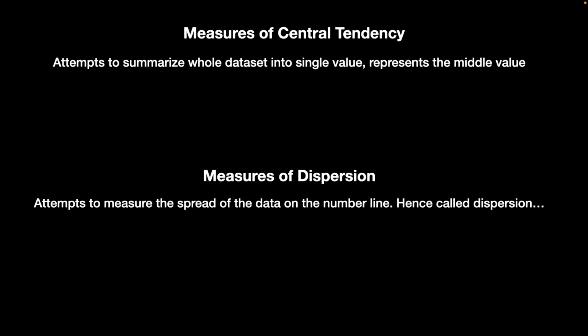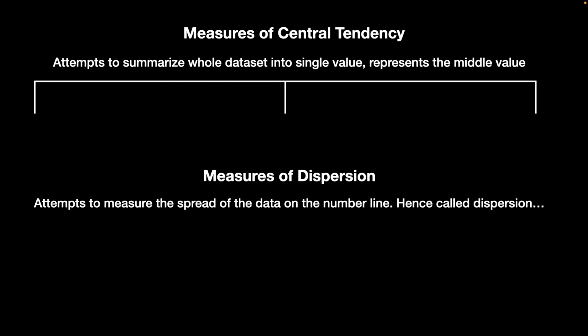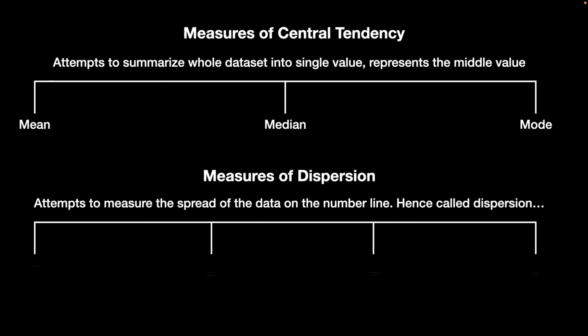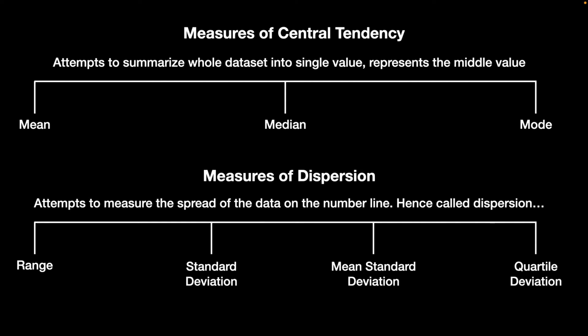In the last video, we've looked into the measures of central tendency and have very briefly touched upon the measures of dispersion. Measures of dispersion attempt to identify the spread of the data on the number line. In other words, it tries to identify how far each of the individual elements or data points in the dataset are from the central value. Hence, it's also known as the spread.